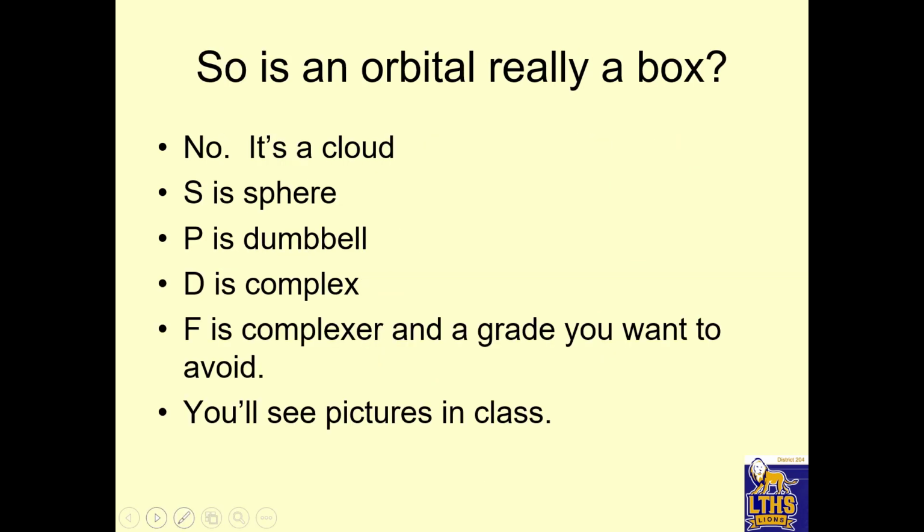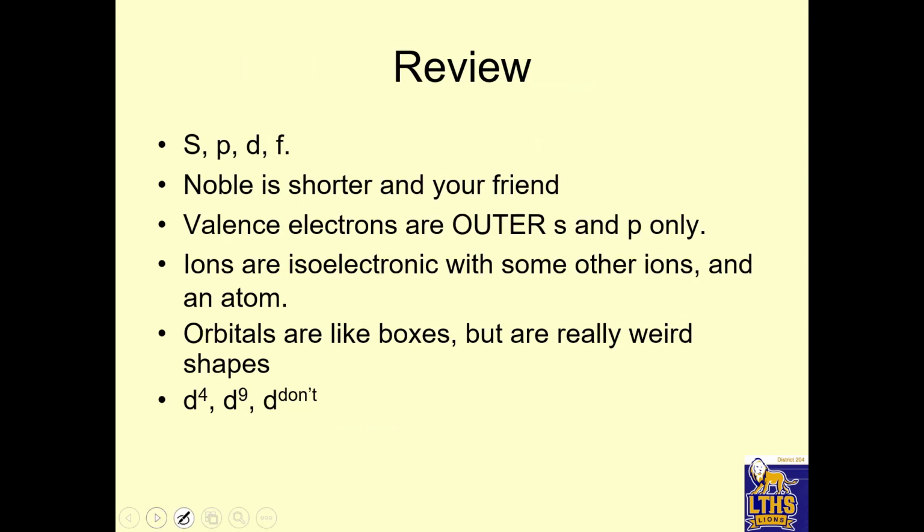So an orbital is really a box? No, it is a cloud. It is a cloud where electrons live. The shape of the s orbital is a sphere, p is a dumbbell, d is complex, f is complexer, and a grade you want to avoid. You'll see pictures of these guys in class.